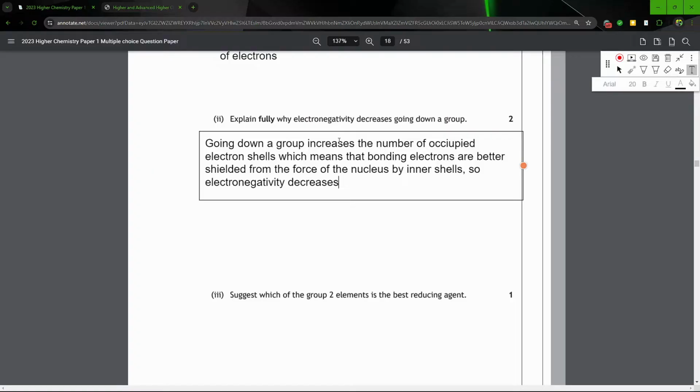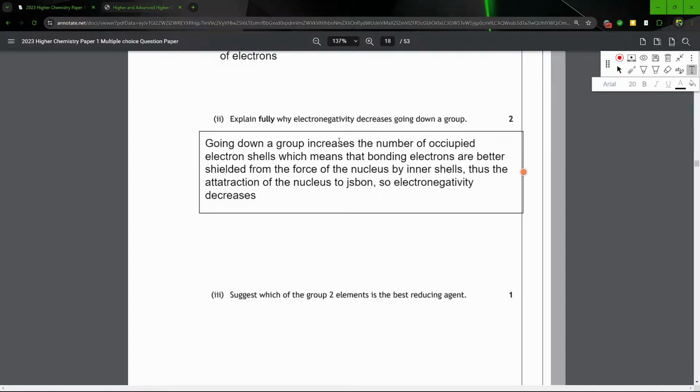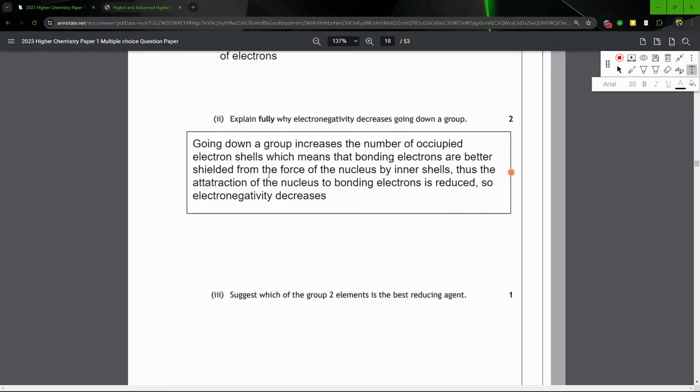Sorry, I really use the marking scheme to make sure I keep track of stuff. But what they really want to say is thus the attraction of the nucleus to bonding electrons is reduced. Oh, bit of a long answer.